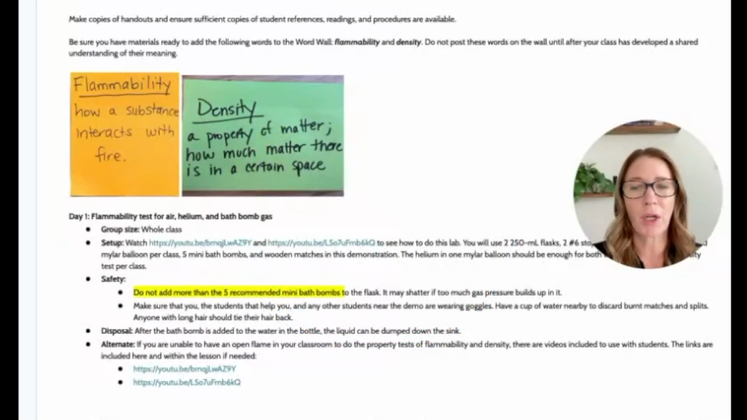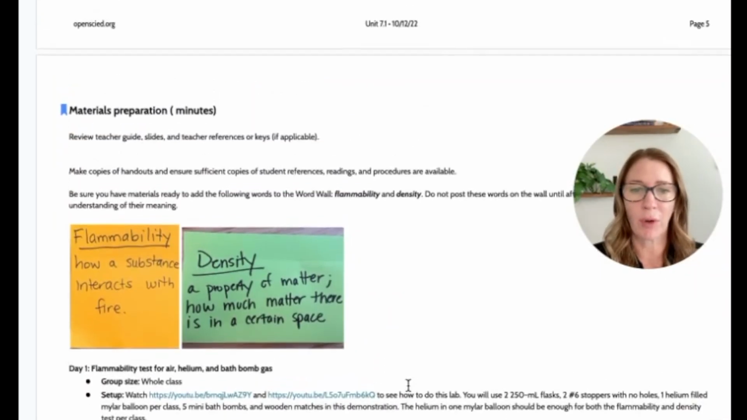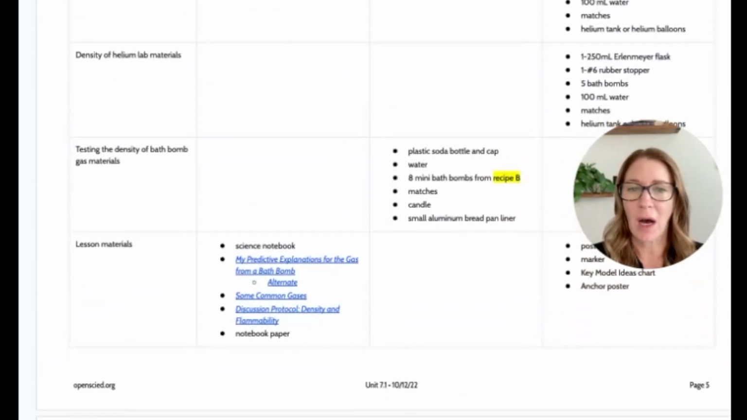In this video, I'm going to walk you through the materials prep for Lesson 5 of Unit 7.1 from OpenSciEd. Okay, of course, we need to make some copies. I'll just scroll up real quick to take a look at those. These are the things that students will need on their own.